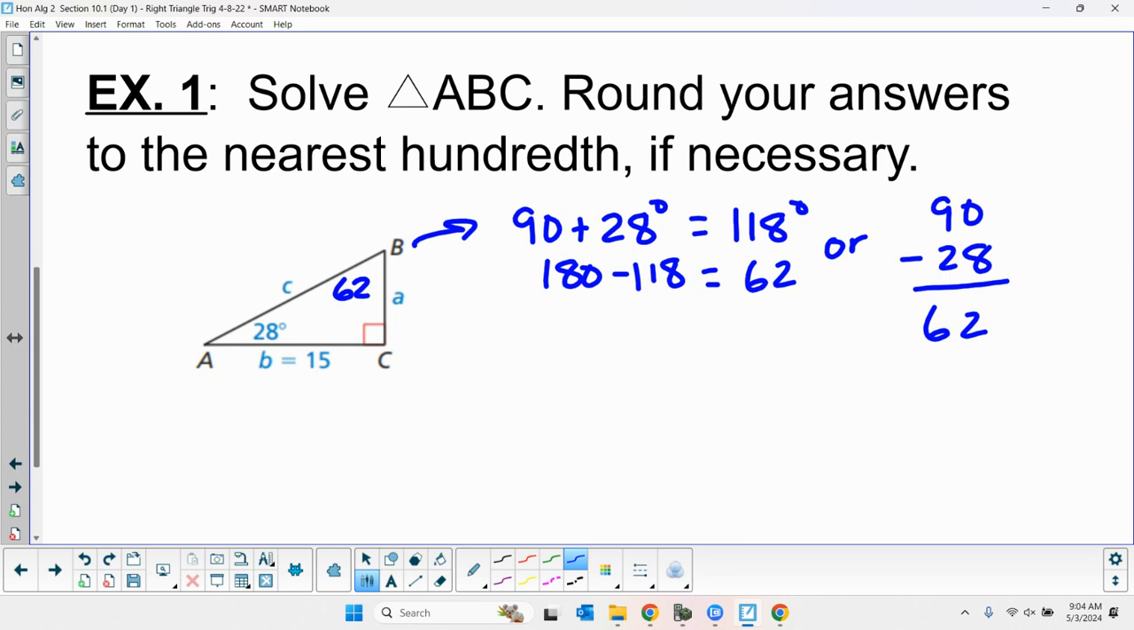Since they gave me 28, I'm going to use this side. I'm going to look for A. So 28, A is opposite, and B is adjacent, right? So which one uses opposite and adjacent?